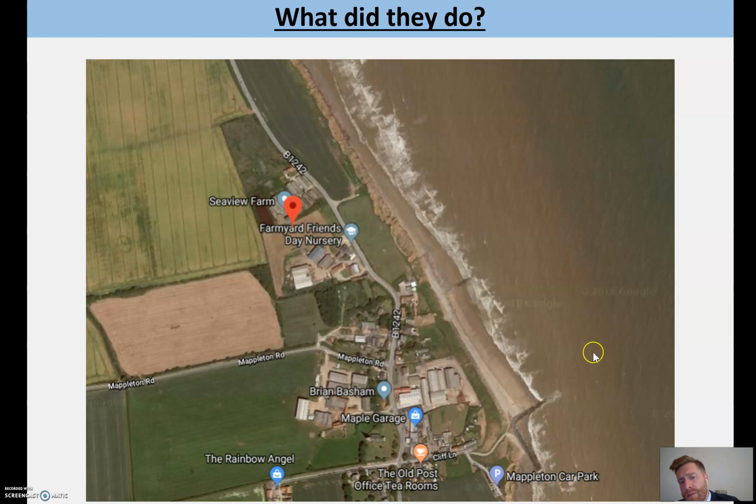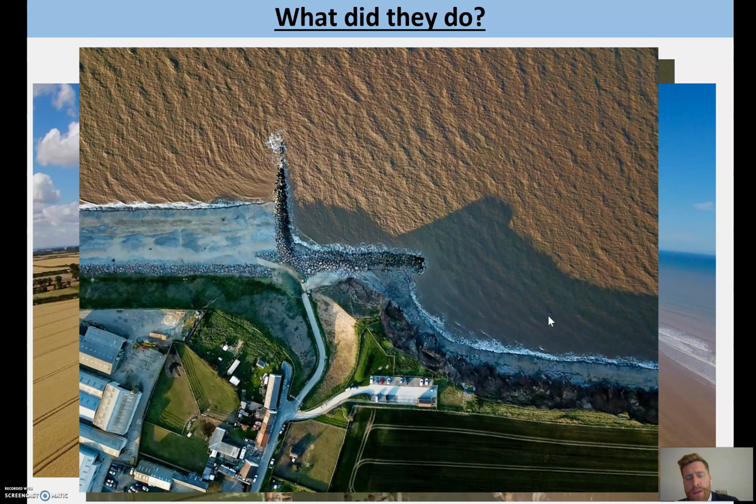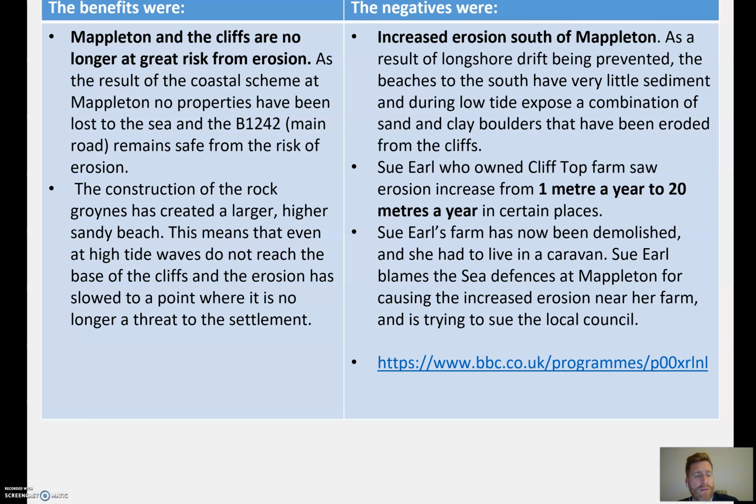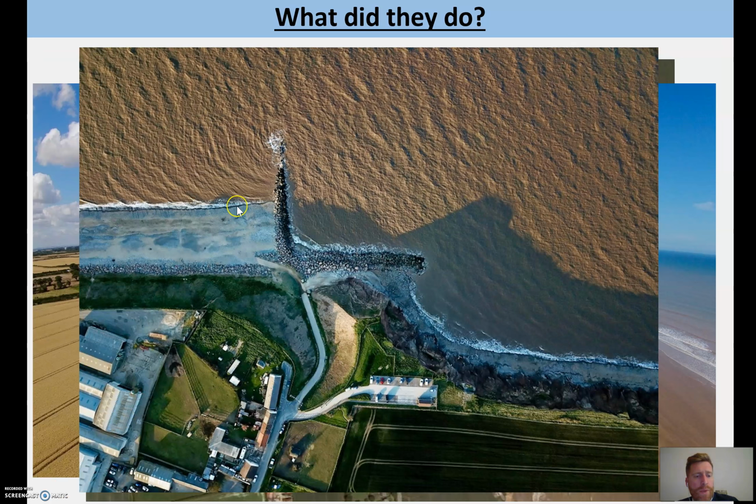What they actually did was they built 2 large rock groins out to sea. And you can see it better on this picture here. So they built a large rock groin out to sea here. And what the rock groin does is it traps the sand. If you look at this side of the groin, look at that lovely beach that's built up there, providing protection for the cliffs here. If you look on this side of the rock groin, there's no sand there anymore because the longshore drift process has been stopped.